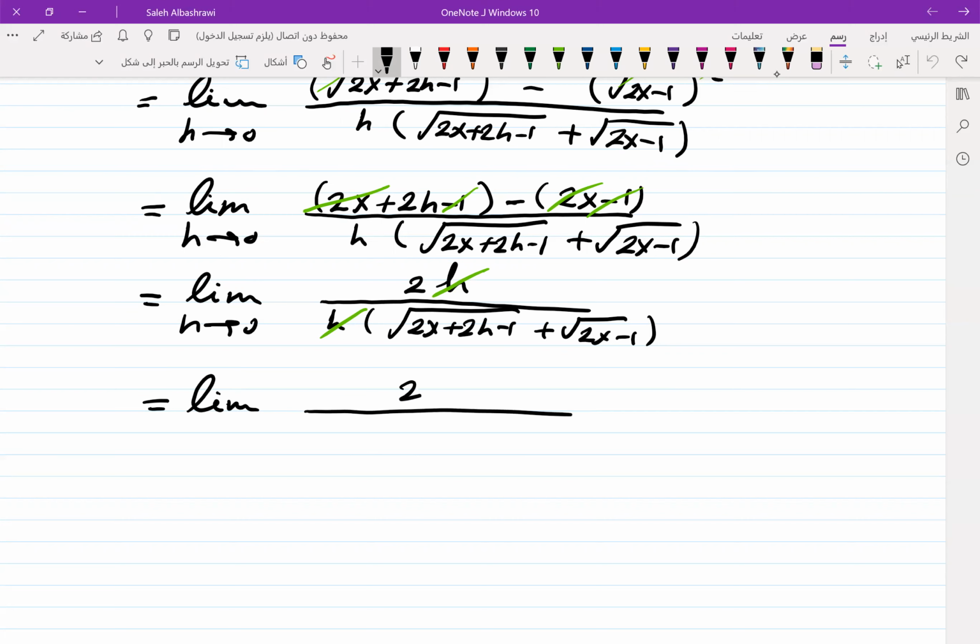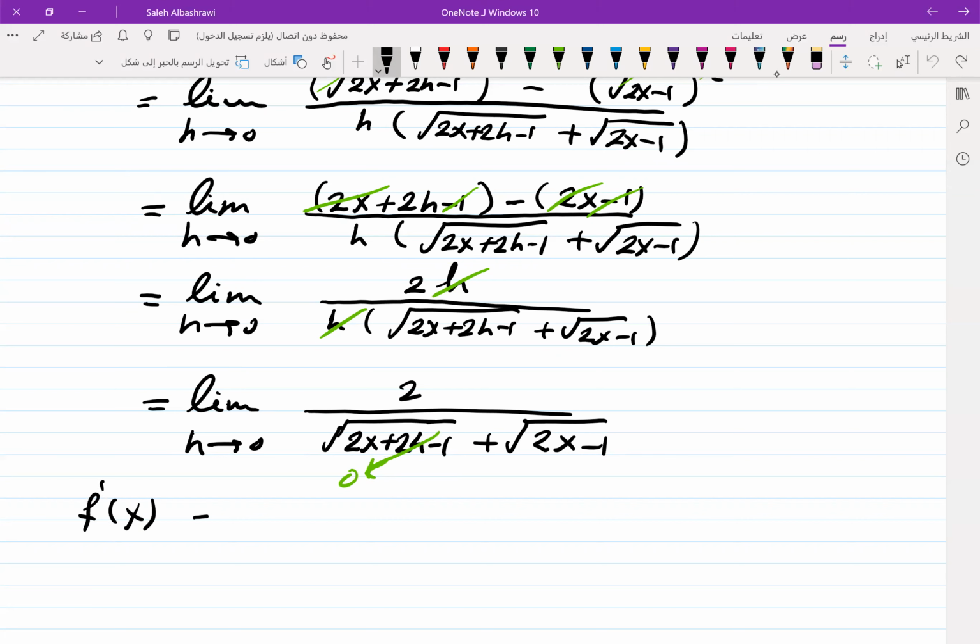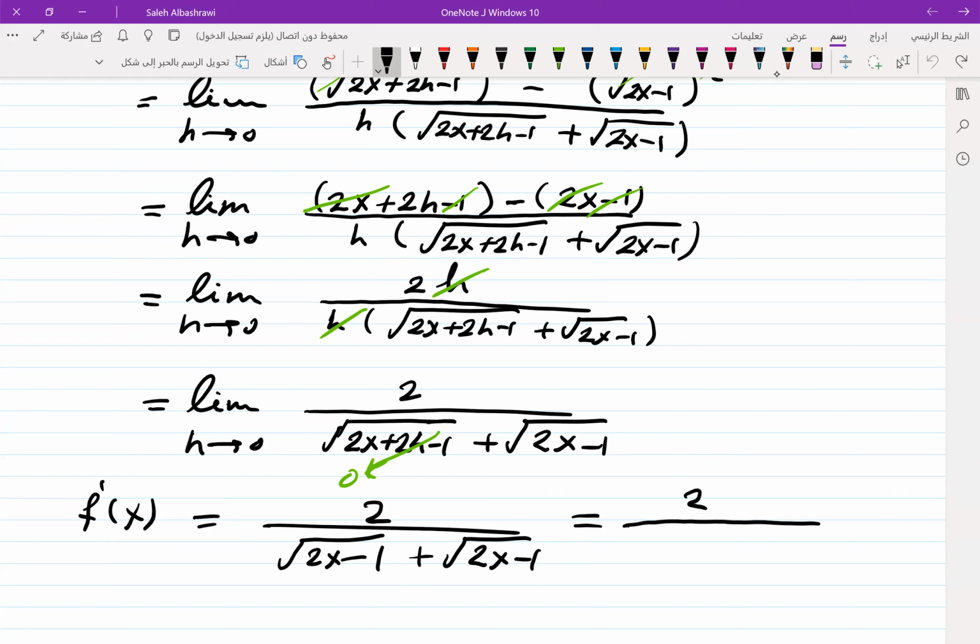So it is 2 divided by the square root of 2x plus 2h minus 1, plus the square root of 2x minus 1, where h goes to 0. Now if we replace h by 0, this will be 0. So the derivative now, f prime of x, is equal to 2 divided by the square root of 2x minus 1 plus the square root of 2x minus 1, which is equal to 2 divided by 2 square root of 2x minus 1.